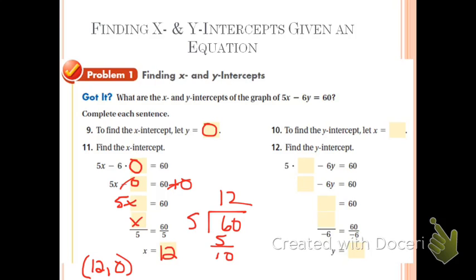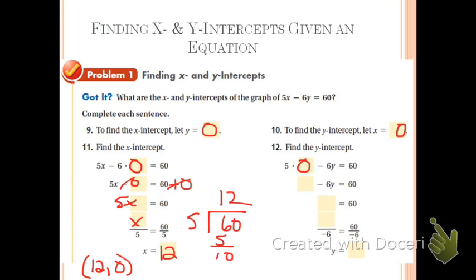To find the y-intercept, we just do the opposite. Instead of replacing our y with 0, we're going to replace our x with 0. Take the same original equation, but now instead of replacing all the y's with zeros, we're going to replace all the x's with 0.